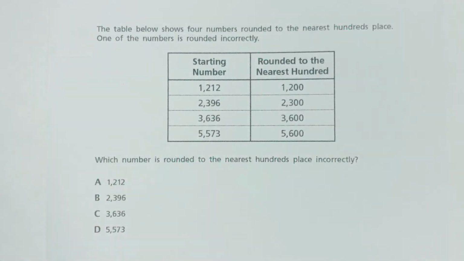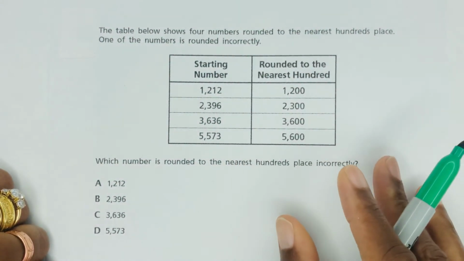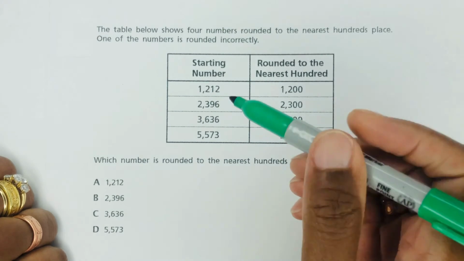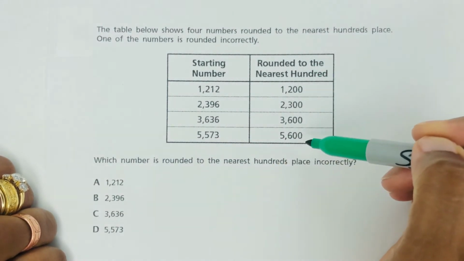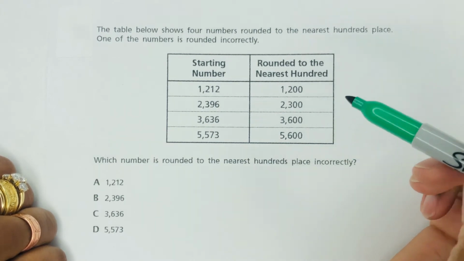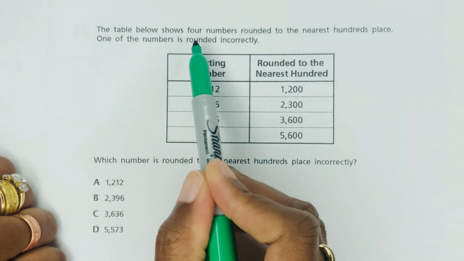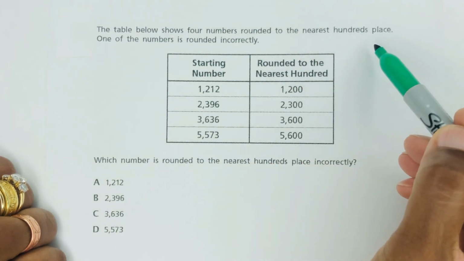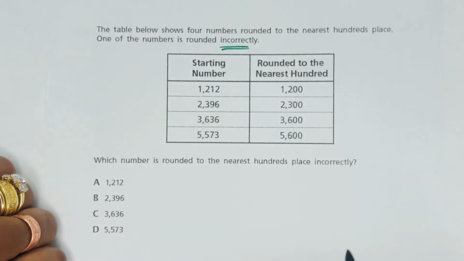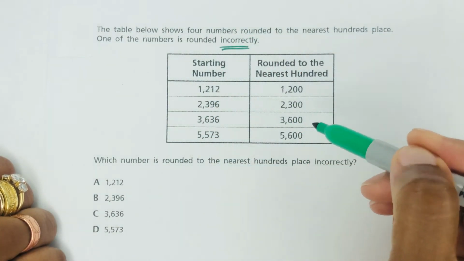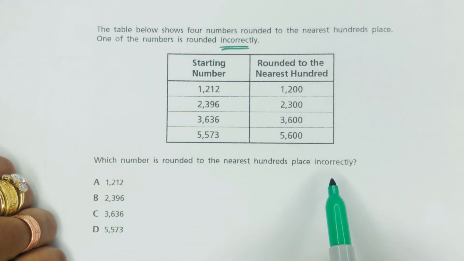Here is a table, and you can see that this table has 2 columns. So here we have the starting number and rounded to the nearest 100. So we have some rounding to do for this question. So let's have a read. The table below shows 4 numbers rounded to the nearest hundreds place. One of the numbers is rounded incorrectly. All right, so one of these answers is wrong. Which number is rounded to the nearest hundreds place incorrectly?